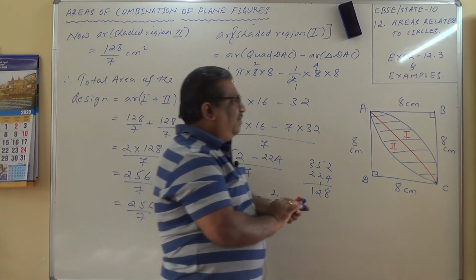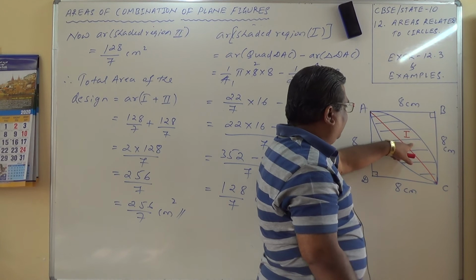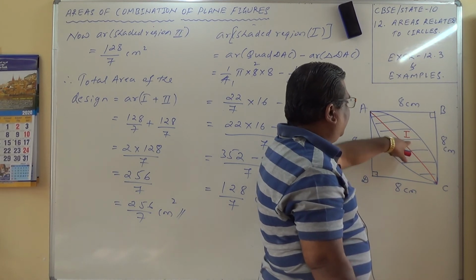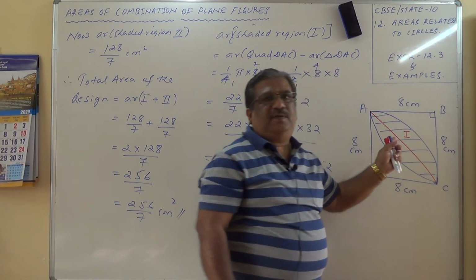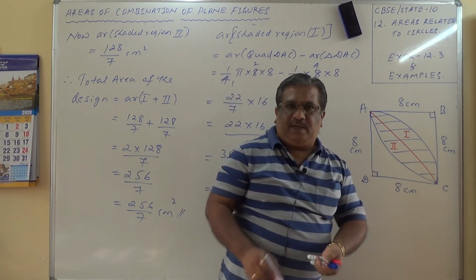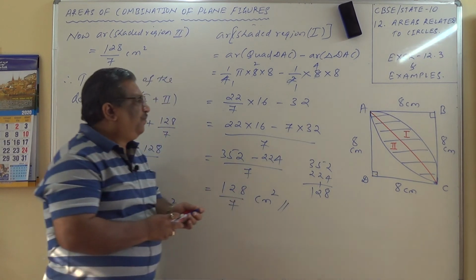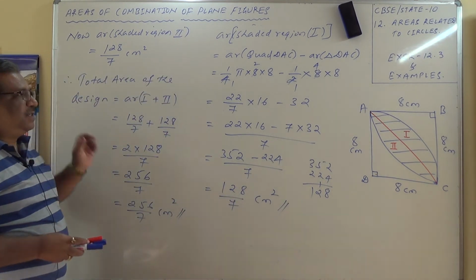So it is preferable if you find out the area of the shaded region 1, and of course 2 is also equal to 1. So area of the design is equal to area of the region 1 into 2 also, you can do that. Okay. So I think make a note of this one.